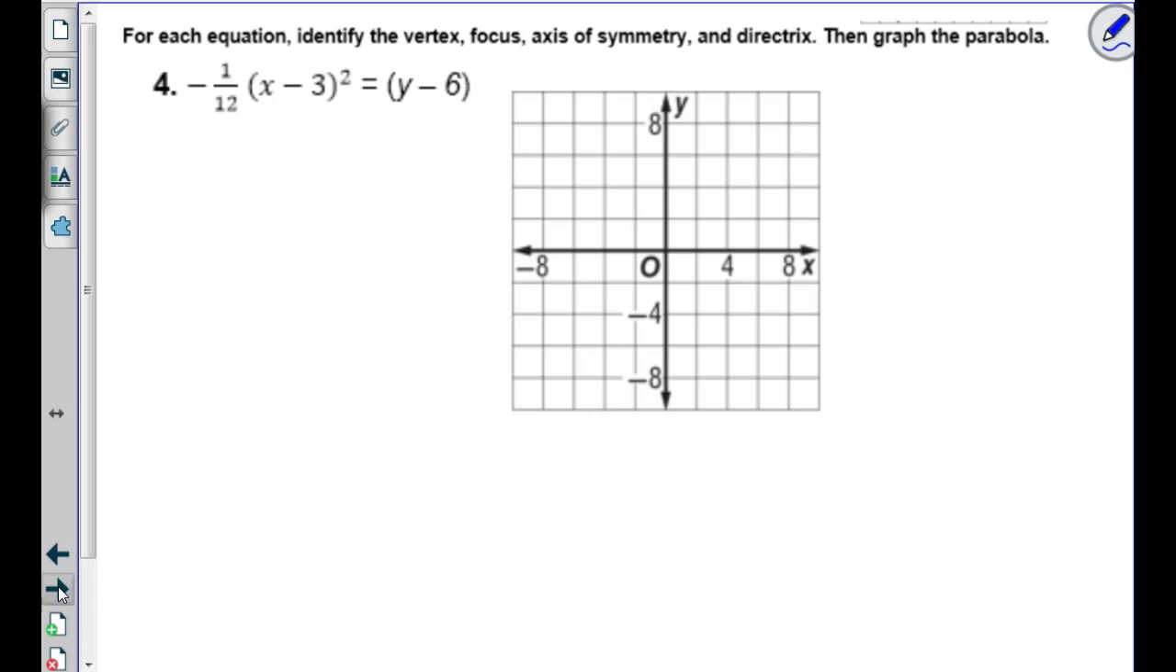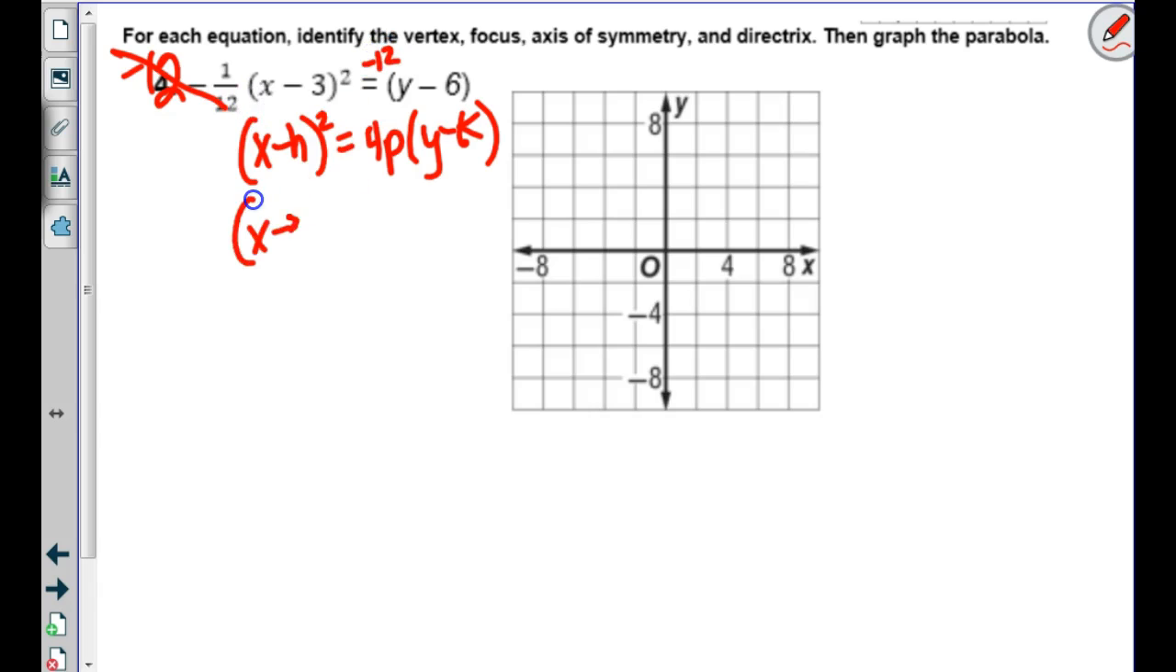What's wrong with this one? Something's very wrong. There is a fraction. Is it in the right form? What's supposed to happen? When I have an x minus h, I'm supposed to have a 4p over here. How can I get rid of a negative 1/12? Multiply by the reciprocal, which would be negative 12. Over here it'll go away, so it's going to show up in there. So it's going to be (x minus 3) squared equals negative 12, times (y minus 6).